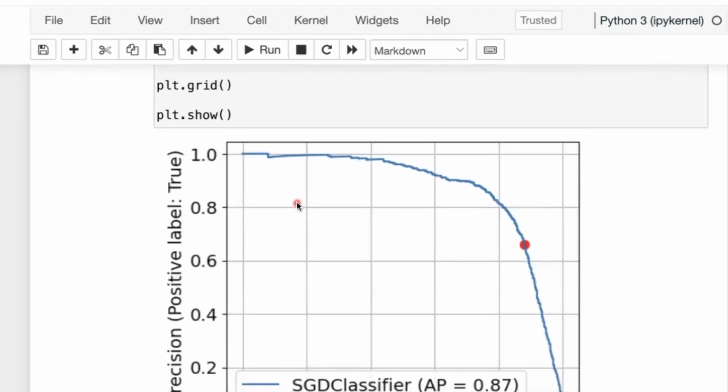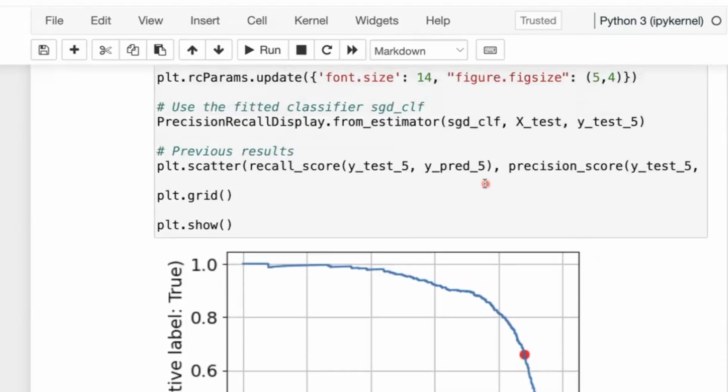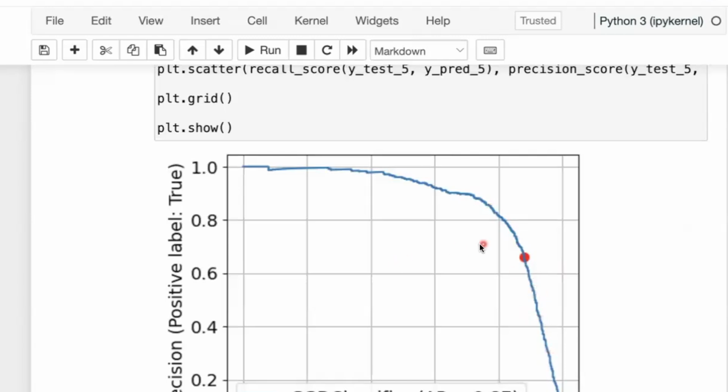So here you can see this curve that we have here, and you can see that on the y-axis we have precision value, on the x-axis we have recall, and this red circle here is the value that we got previously when we set the threshold to be at 0.5, which is the default threshold. So you can see that these are the values we got before, but obviously if you want to have precision values closer to 1, we can do that.